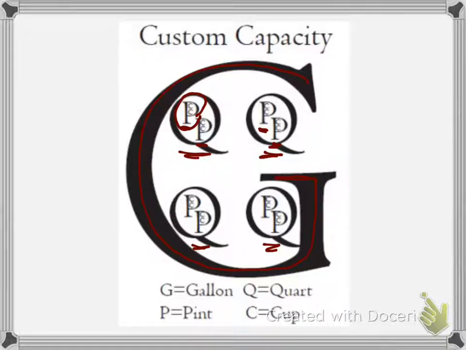So that means that 1 quart equals 4 cups. 2 pints equals 1 quart. What about how many cups are equal to a gallon? Well, if we counted up all these little C's inside each of these P's, we would count 16 cups. So 1 gallon is equal to 16 cups.